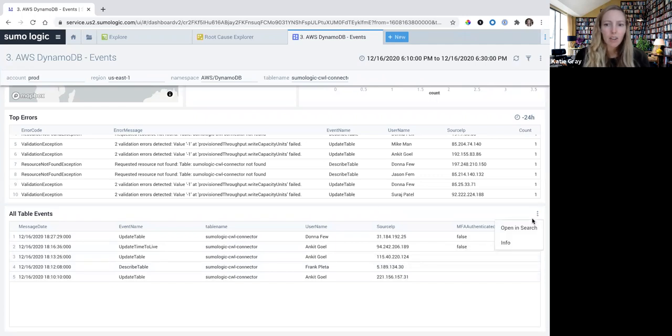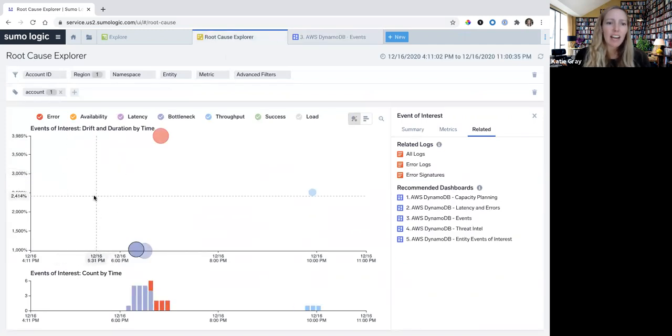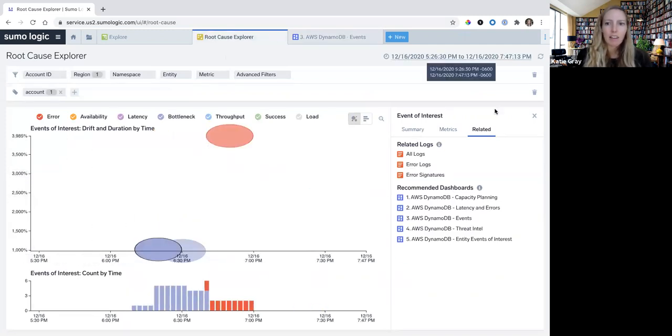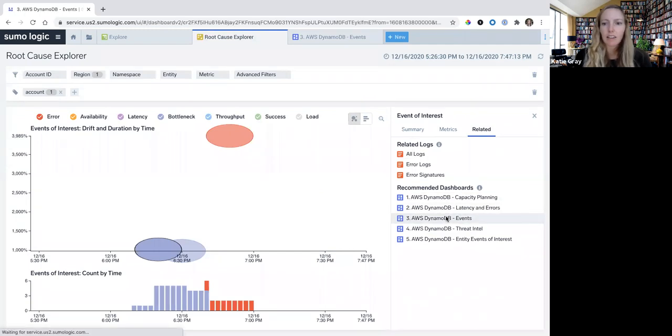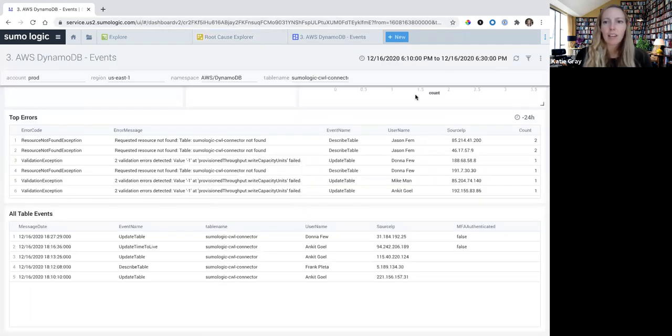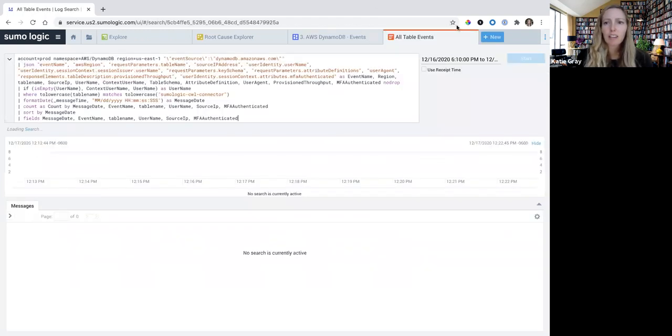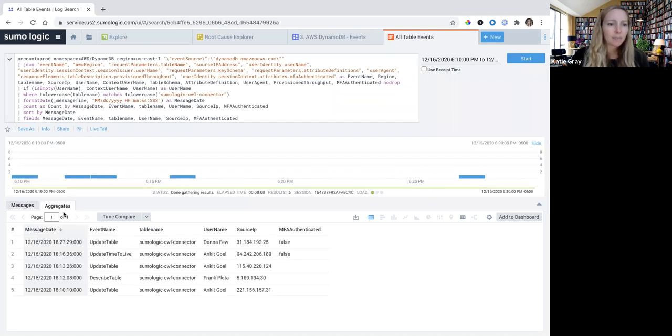And again, here I can go ahead and open this in the search. Before I do, I want to point out one thing. Anytime you open up a new panel like this, the time is preserved as you move over. So as we zoomed into this particular timeline, then as I click open in events, that timeline will be preserved so that you're only looking at those particular events. And then here, if I do open in search, I can look a little bit more closely at what these log messages are.